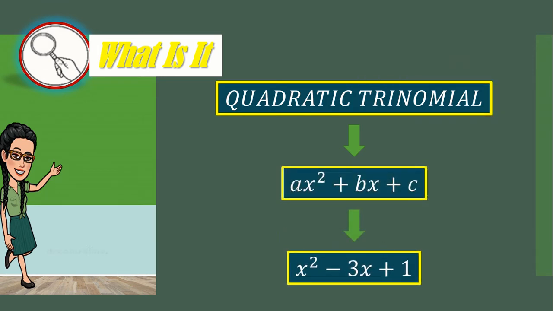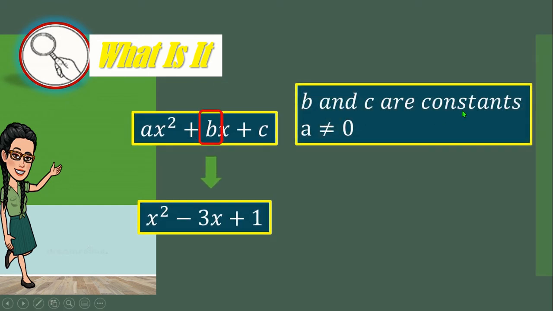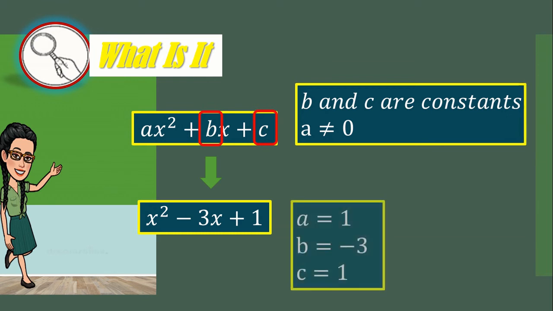A quadratic trinomial is an expression in the form of ax squared plus bx plus c, where b and c are constants, meaning they are numbers, and a is not equal to 0. So in this example, our b is equal to -3 and our c is equal to 1. They are both numbers, they are both constants. And our a is equal to 1. It is not equal to 0.